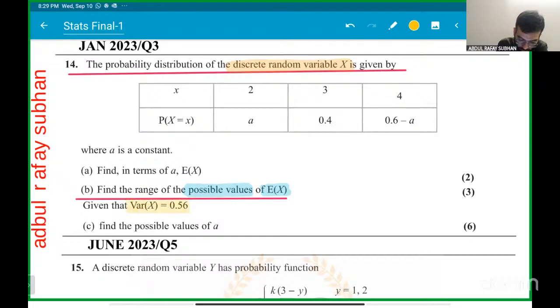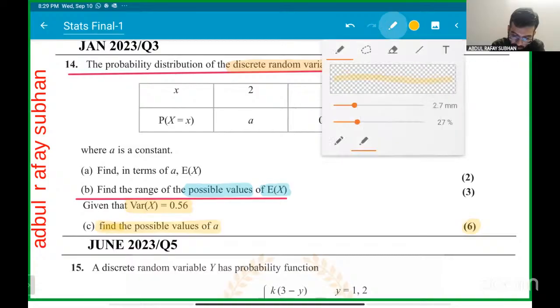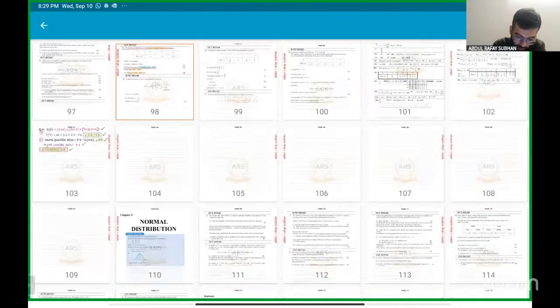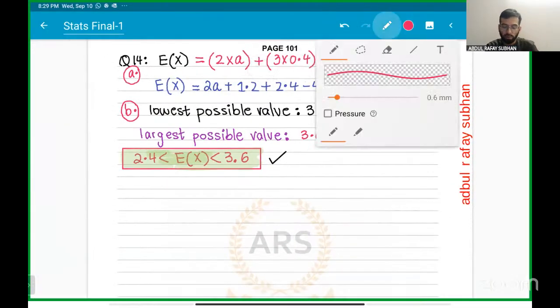Given that the variance is given, VAR stands for variance, 0.56 for 6 marks. We have to find the possible values of A. So let's get started. Let's do the variance now, students. Okay. So part C of question number 14, we have to discuss variance.